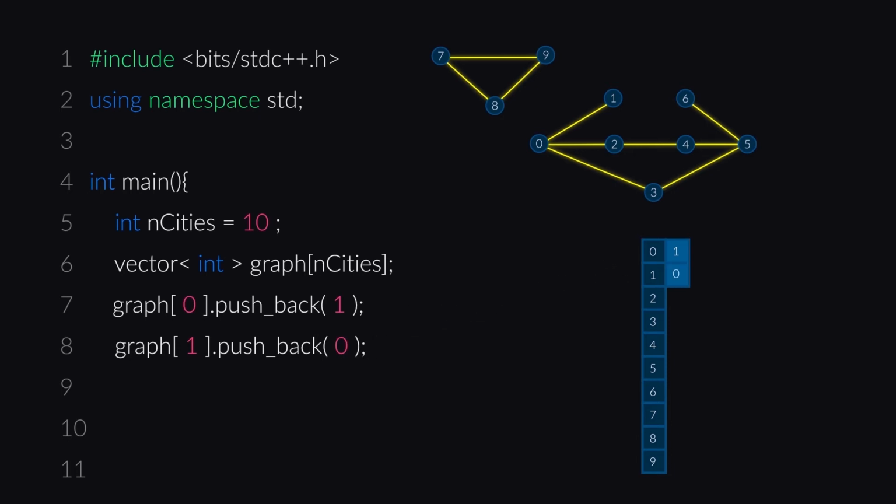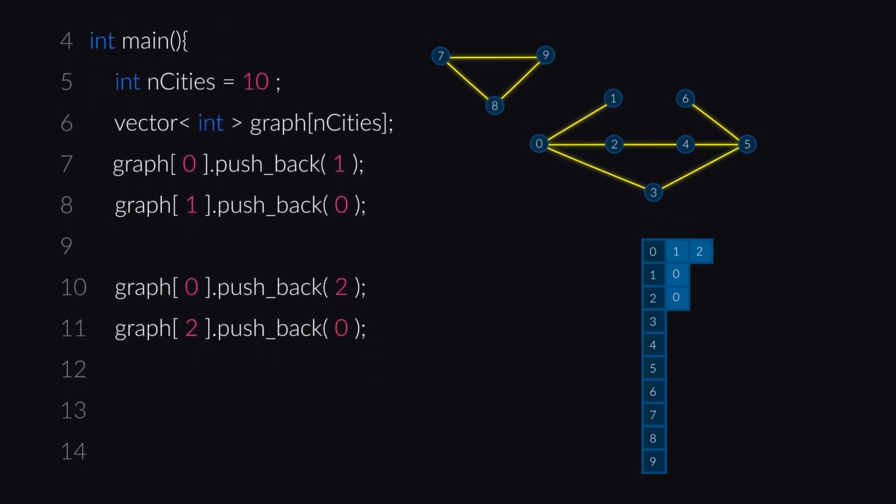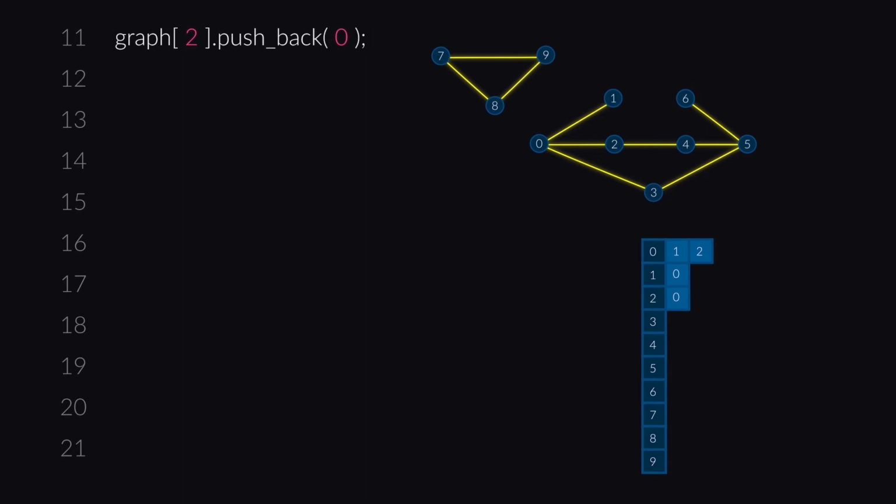Again, there is a direct flight from 0 to 2 as well. We are going to connect 0 and 2 exactly the way we connected 0 and 1. In this way, I'm going to let the animation run until we fill all the data.